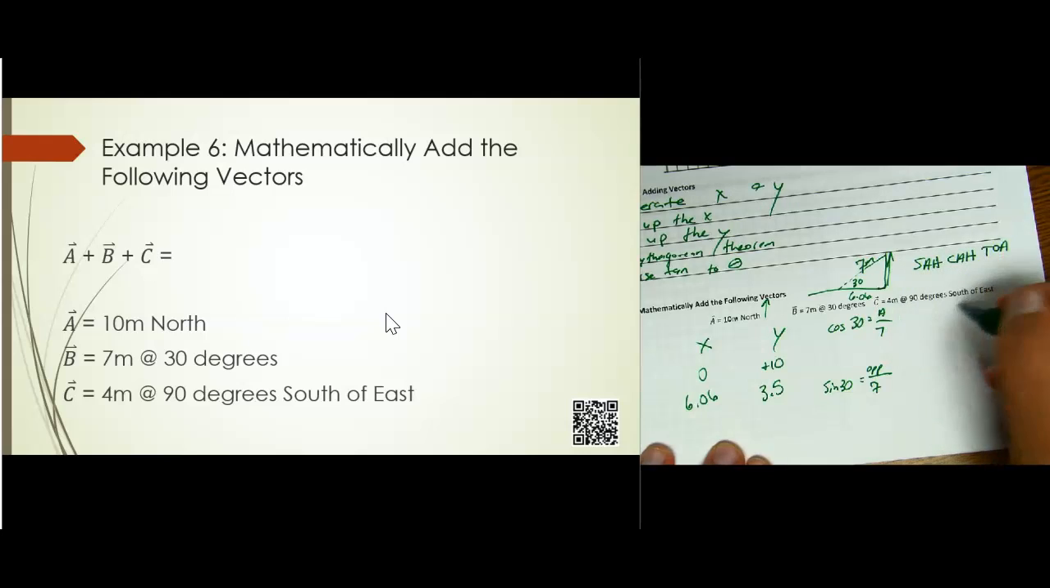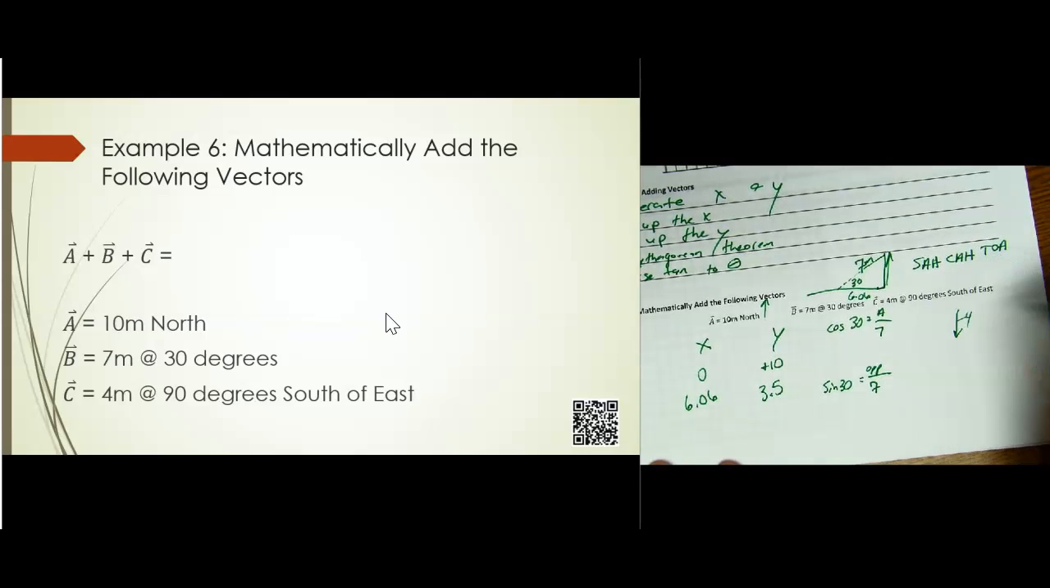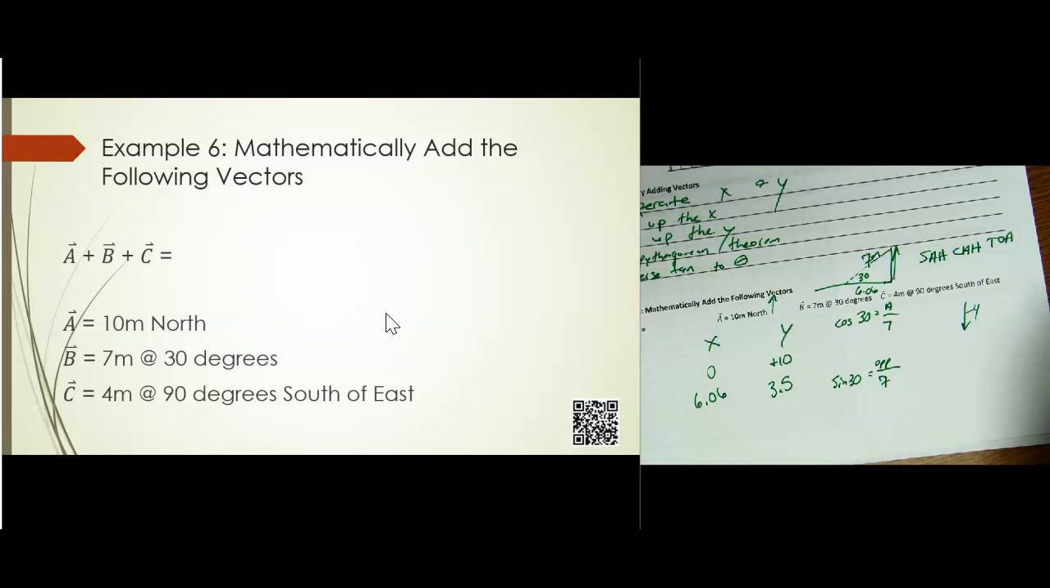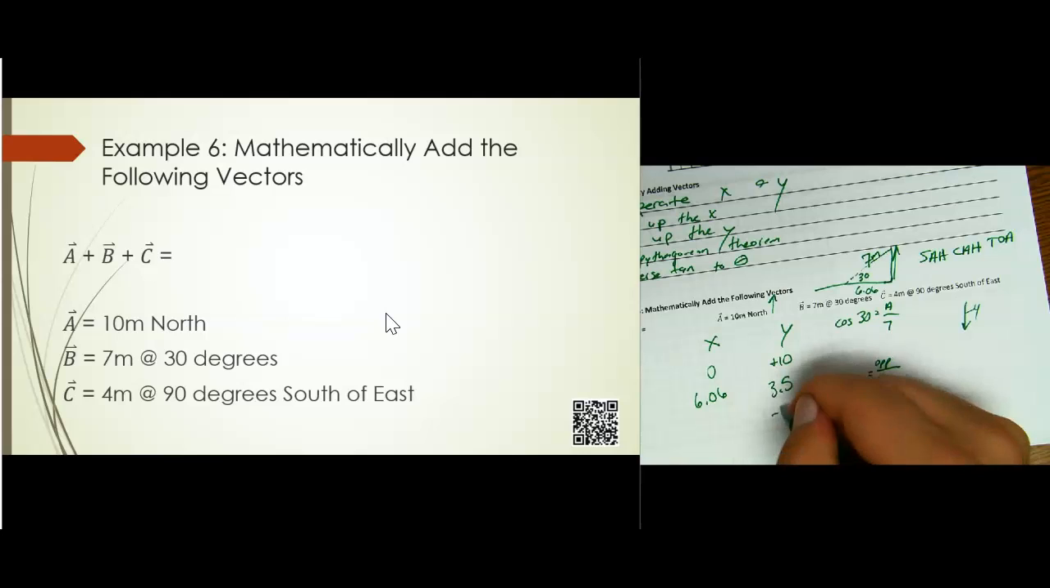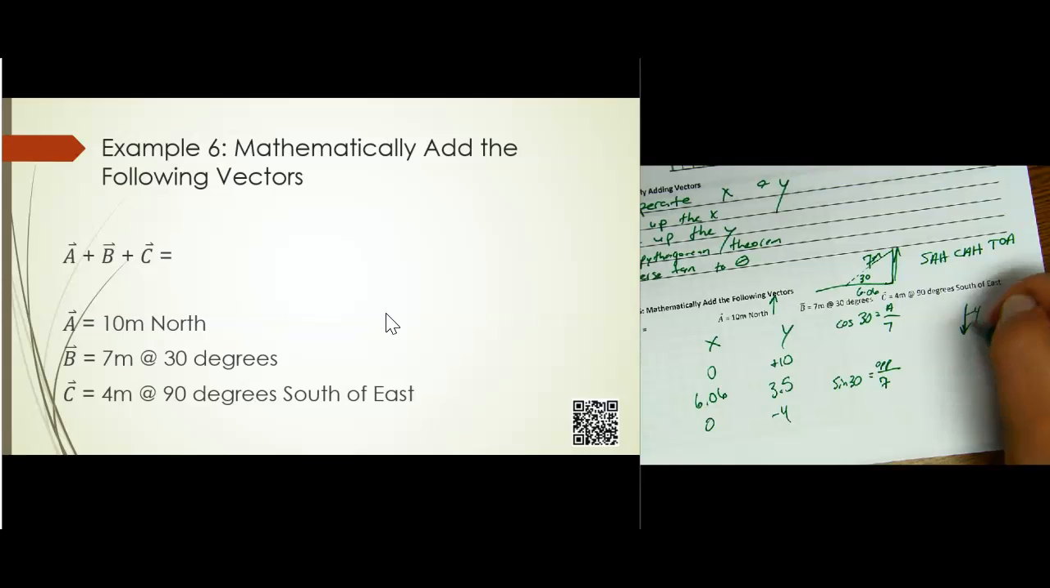All right, let's look at C. 4 meters at 90 degrees south of east. So I'm going south 4 meters. Now that's actually going to be a negative, okay? Since I'm going down 4, my y is going to be down 4. My x is still at 0, right? If I'm just going straight down.